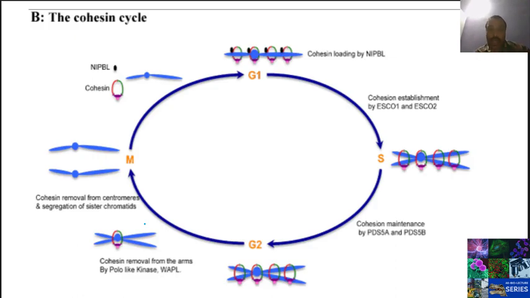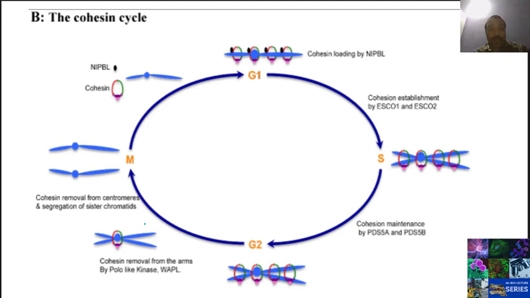Before entering into the details of the cohesin cycle, you must keep in mind that for ease of communication and understanding, we are talking about one chromosome out of 46 chromosomes in a single human cell. All the things we are discussing about the single chromosome are applicable to all 46 chromosomes, and all the events we are discussing are simultaneously happening to the 46 chromosomes in a single human cell during the cell cycle, even though we are discussing a single chromosome.